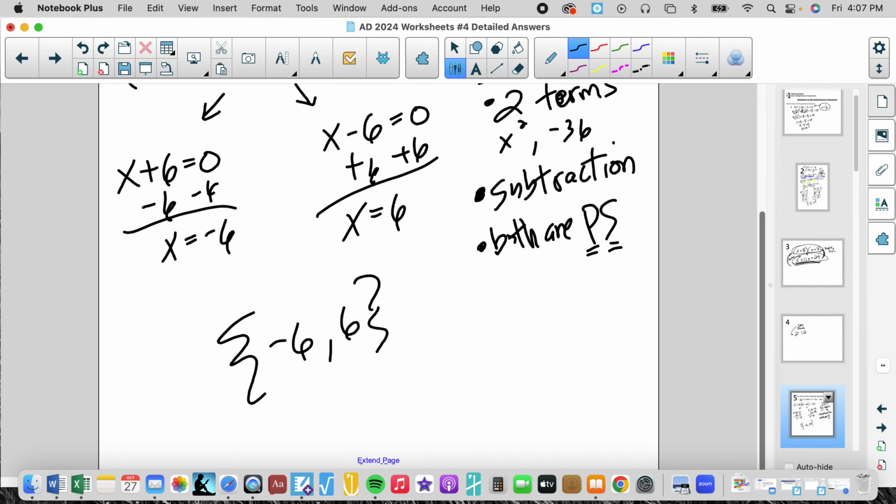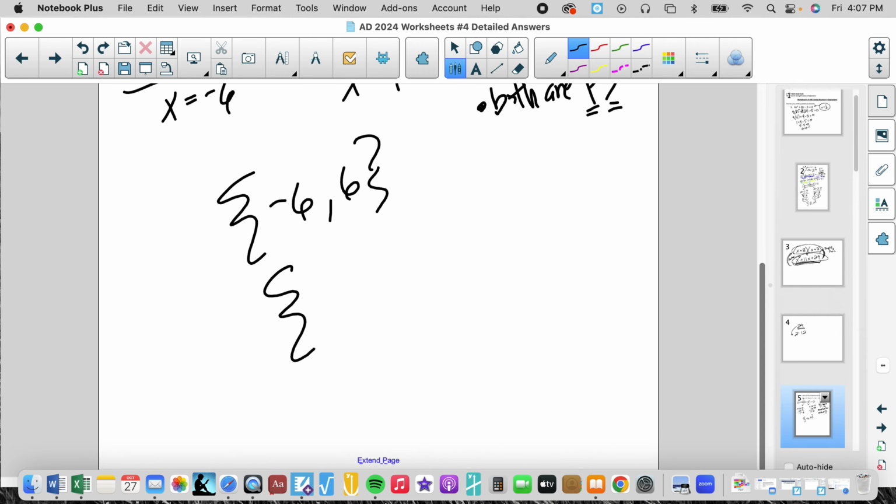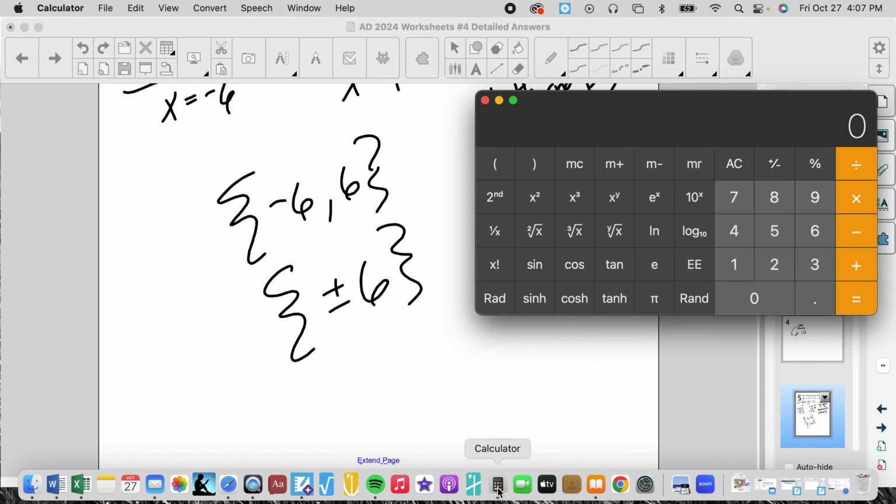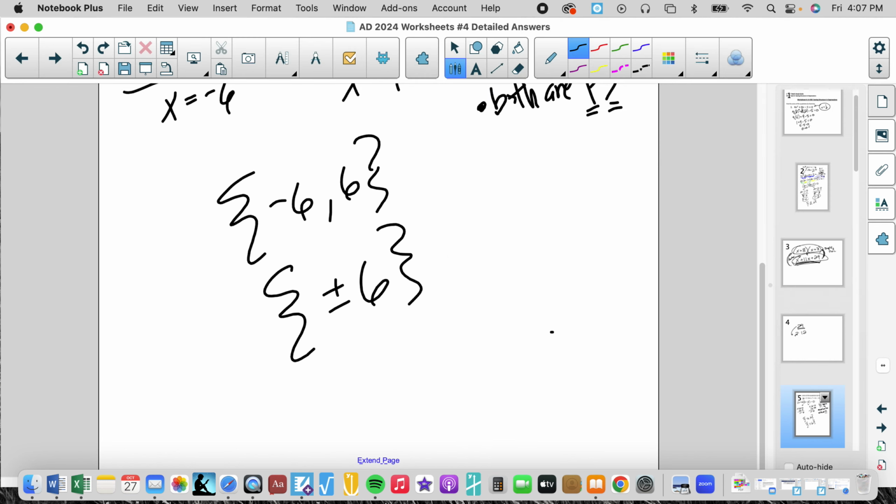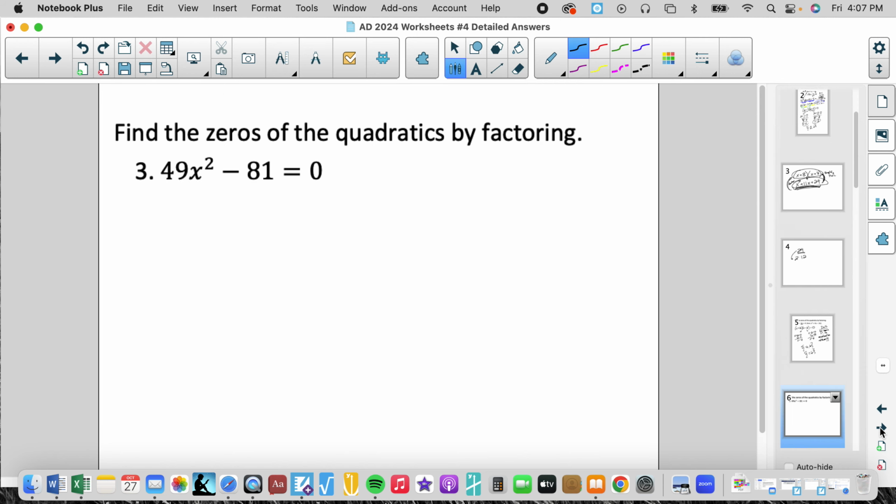Those are my zeros. Another way you will see in high school is they will use this term, plus or minus 6. You see that on your calculator sometimes. The plus or minus right here, right up here, that's the plus or minus. So that's a more efficient way, a high school way of writing negative 6 and positive 6. And those are the solutions to that.